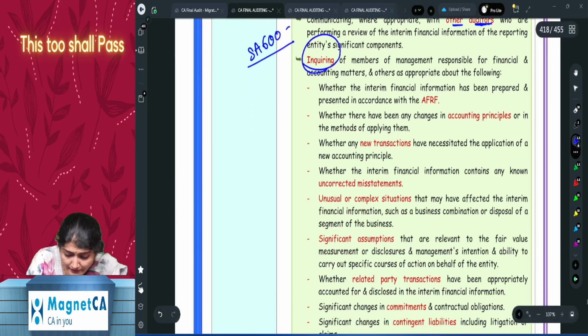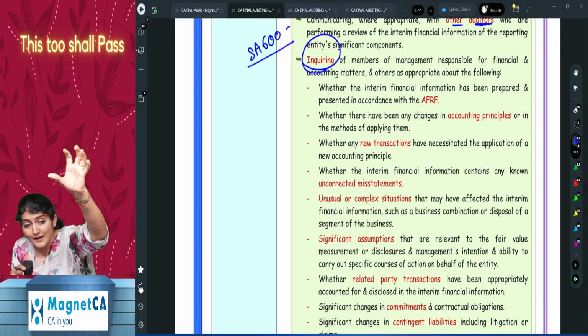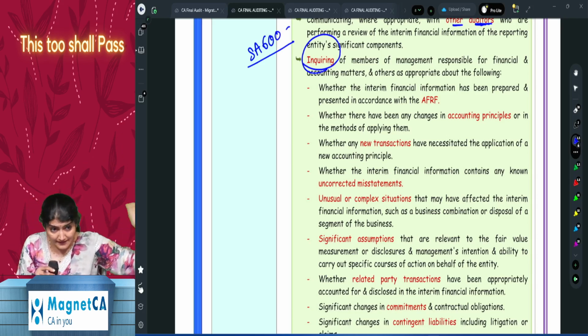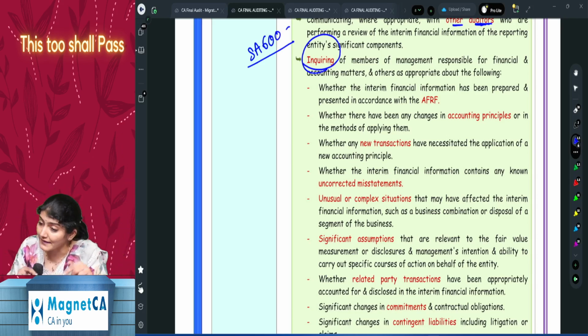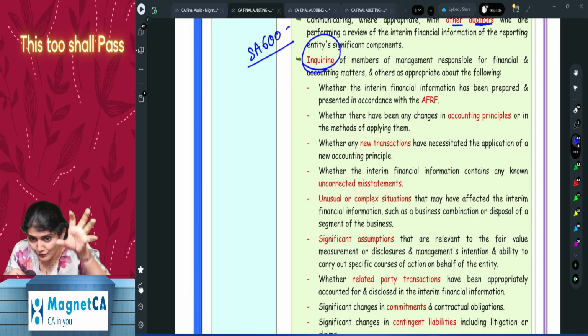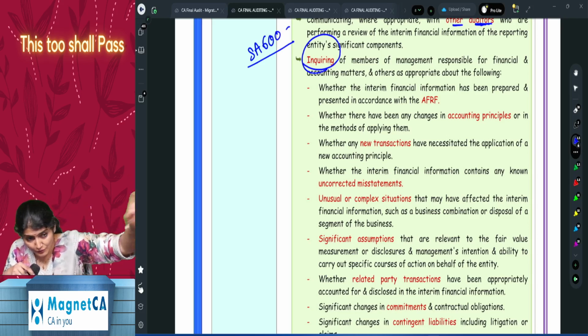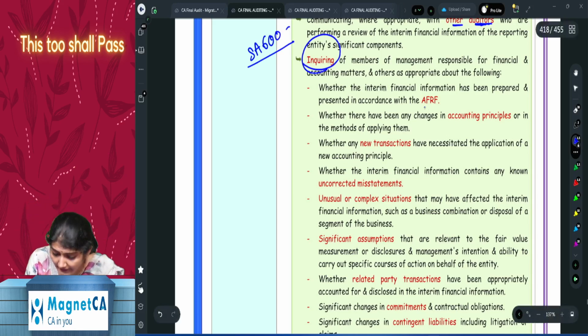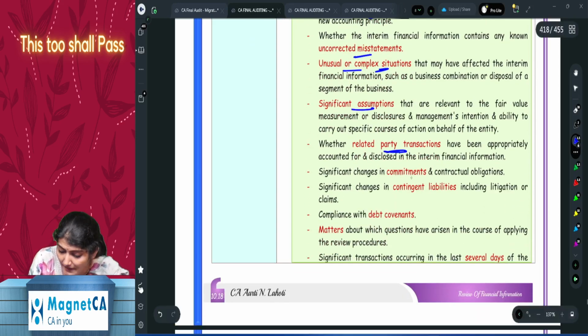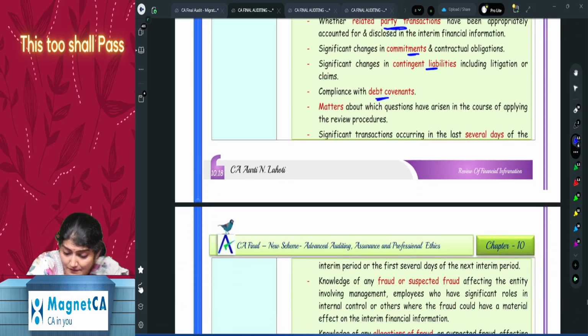And now comes to your inquiry. In 2400, we had 8 inquiries, then non-financial data inquiry, then meeting inquiry, and further inquiry. Now your inquiry has different points. That is how your life has to be specific. Okay, 2400 inquiry is different. In 2410 inquiry, they say AFRF, change in accounting principle, new transaction, uncorrected misstatement, unusual complex situation, right? Significant assumptions, related party, commitment, contingent liability, debt covenants, then the matters which arose, and the last several days.